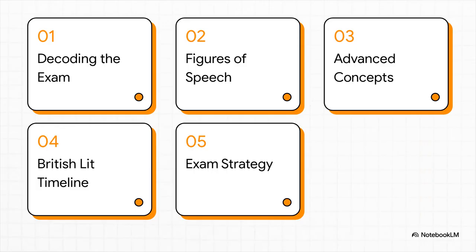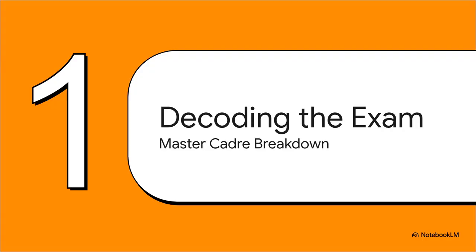All right, here's our roadmap for today. We'll hit 1. Decoding the Master Cadre. 2. Essential figures of speech. 3. Advanced literary concepts. 4. British literature timeline. And finally, 5. Winning exam strategy. Don't worry, we're going to cover all your high-stakes concern areas efficiently. Let's do this. Section 1.